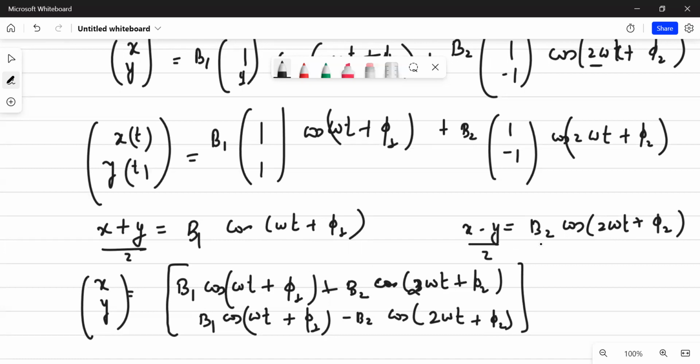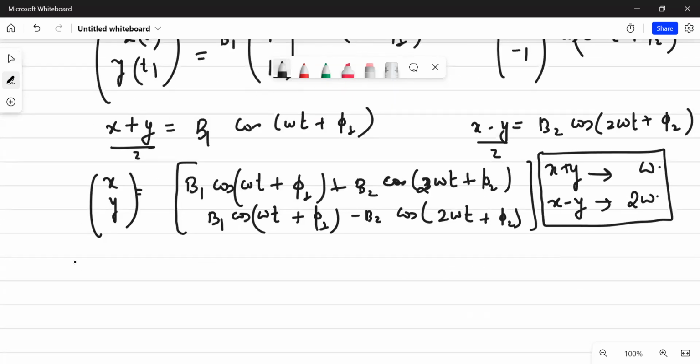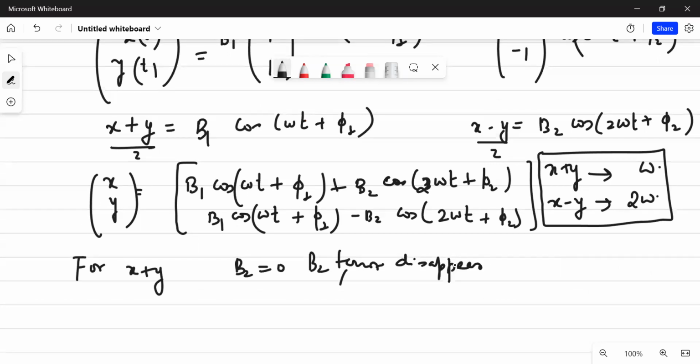So what you understand is that your linear combination x plus y is oscillating with the frequency omega, and the other linear combination x minus y is oscillating with the frequency 2 omega. Or in other words, for x plus y to get executed, your b2 must be equal to 0. Look, if we add them, the b2 term disappears by itself. And for x minus y, the b1 term disappears.